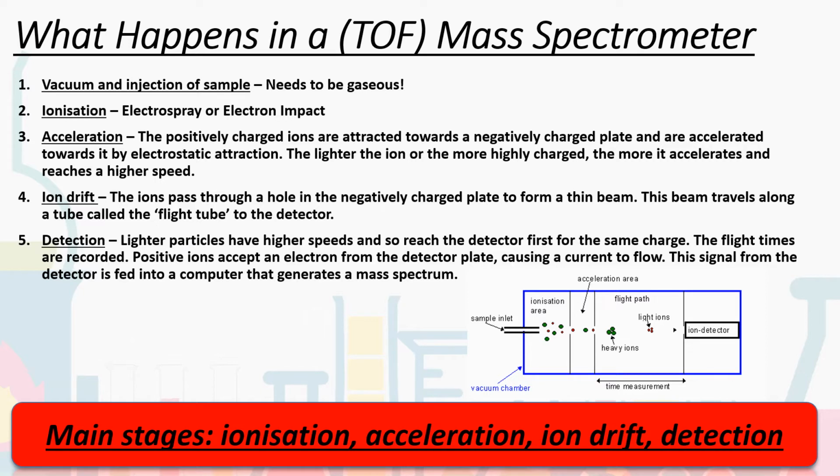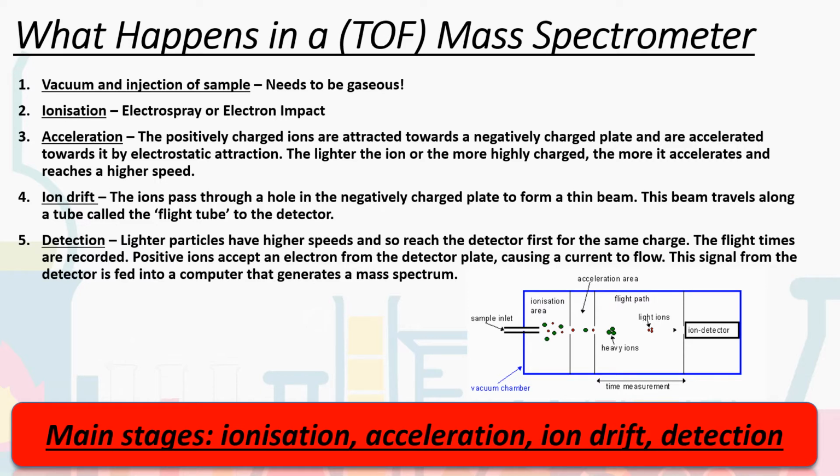The fourth is ion drift. So once we've now attracted these ions to the negative plate and they're now moving at a certain speed depending on their charge and their mass, the ions now pass through a hole in this negatively charged plate, and essentially they form a thin beam. And this beam travels along the tube called the flight tube to the detector. And you can see in the diagram at the bottom here, that's the flight path. It's the same thing.